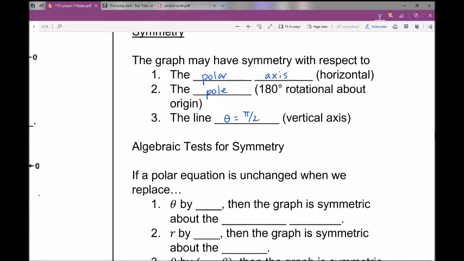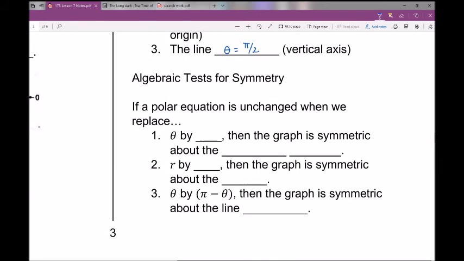So we can test for these algebraically just like we did back in algebra. If you remember from algebra, you change x to negative x and you kind of play around with the algebra a little bit. And if you get certain things to happen, then it tells you whether it's even, odd, or neither. Well, this is the same thing, except we're going to replace the different letters by either negative theta, negative r, things like that.